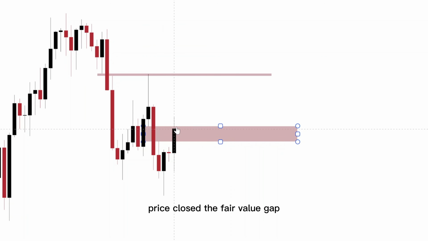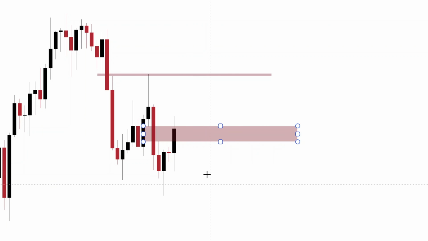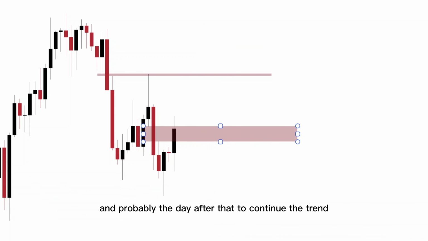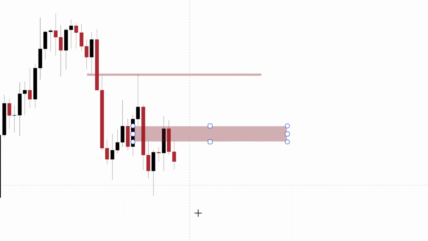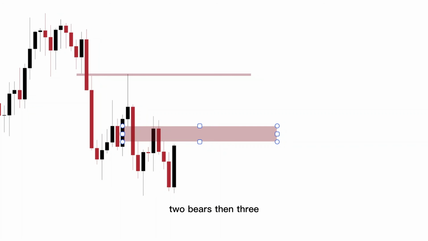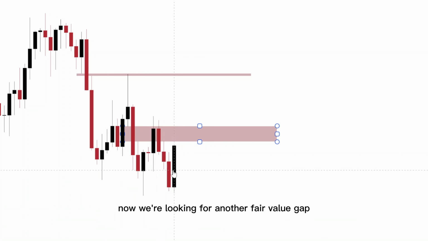Price closed the fair value gap. That means the next day is bearish, and probably the day after that to continue the trend. So now we have one bearish day, two bearish days, three. Now we're looking for another fair value gap.